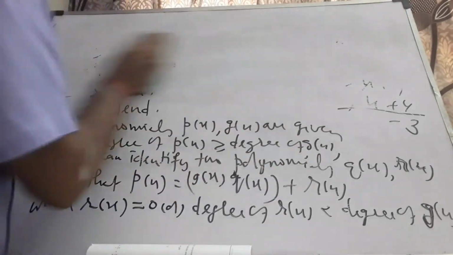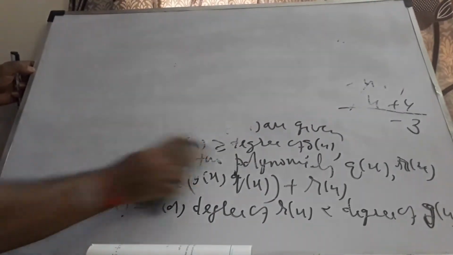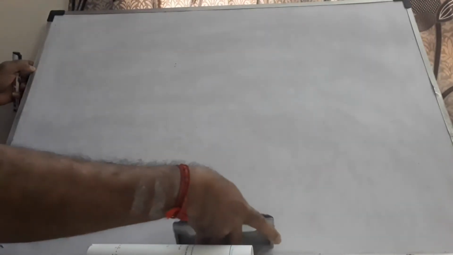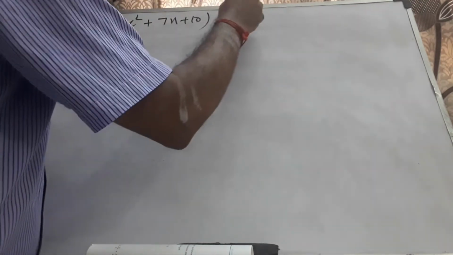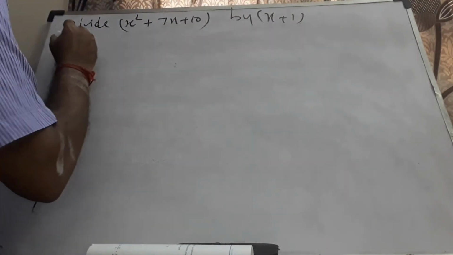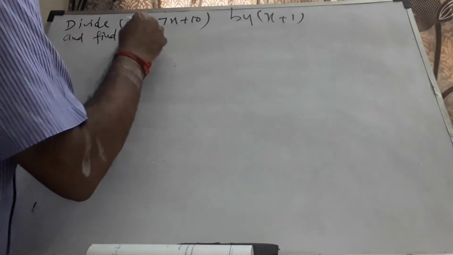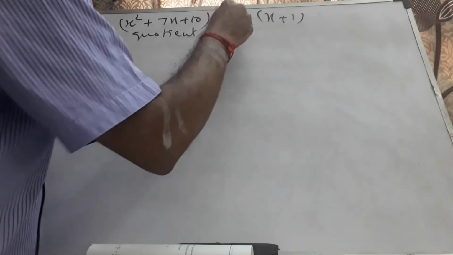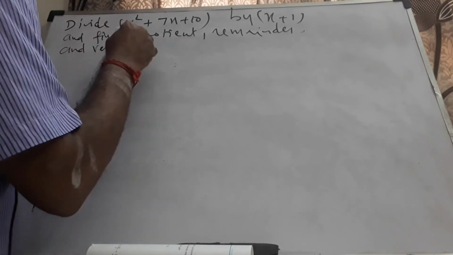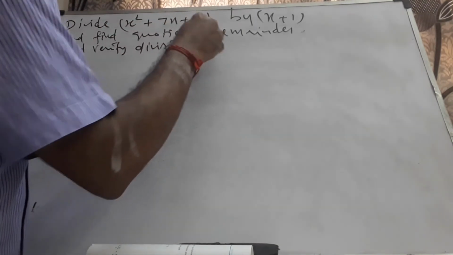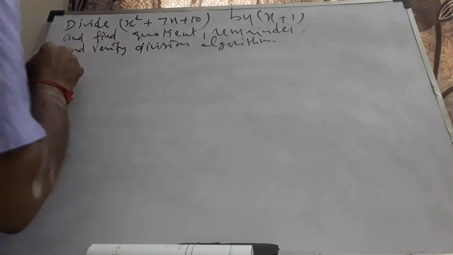Now for the problem: divide x square plus 7x plus 10 by x plus 1 and find the quotient and remainder, and verify the division algorithm. This is the question given to you.